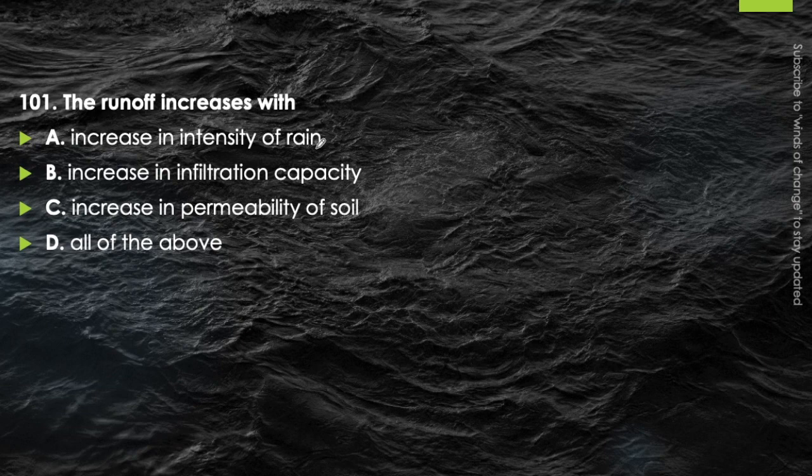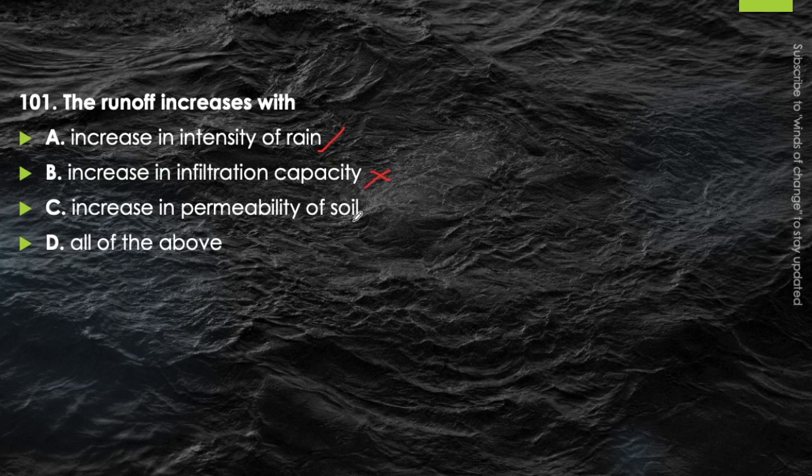The runoff will definitely increase with the intensity of rainfall. As much will be the rain, that much will be the discharge, and that much will be the runoff. Increase with infiltration capacity is absolutely incorrect, because infiltration is the one which will lead to the deep percolation of the water. So that is why it will decrease the runoff.